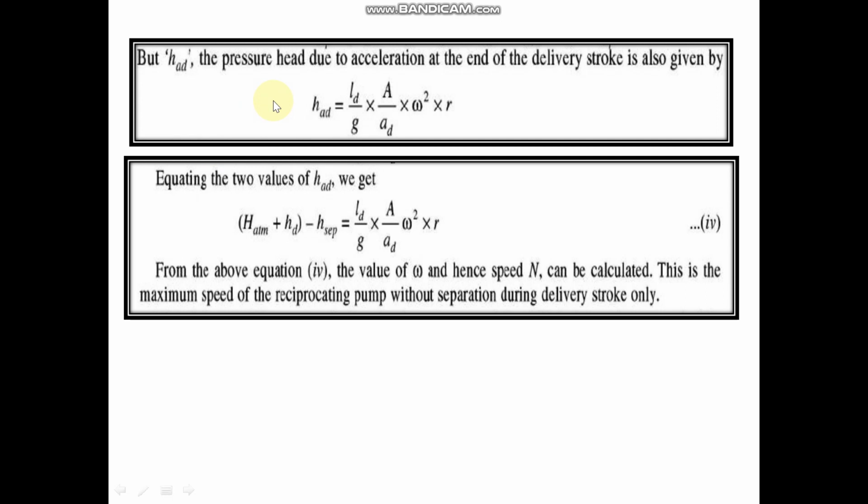The same pressure head can be determined by one more formula, which is represented over here, where LD is the length of the delivery pipe, A is the cross sectional area of the cylinder, and a d is the cross sectional area of the delivery pipe. Other parameters are the same as we have seen in the previous expression. So let us equate these two equations. From this equation, we can find out omega, and from omega we can find out the rotational speed of the reciprocating pump.